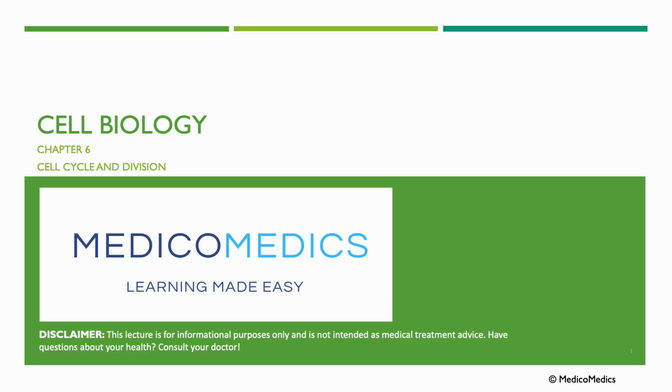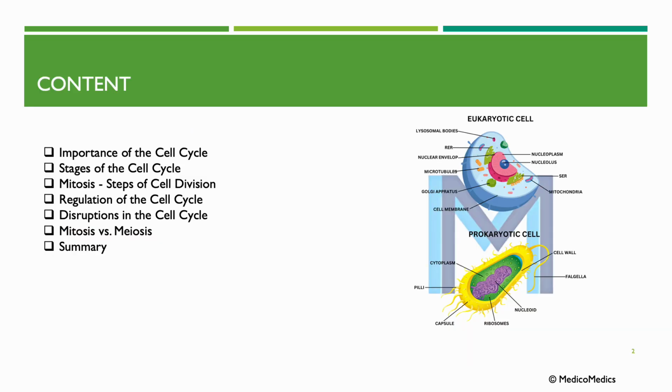Cell Biology, Chapter 6, Cell Cycle and Division. In this lecture, we will discuss the importance of the cell cycle and the stages of the cell cycle. We will mention mitosis, the steps of cell division, regulation of the cell cycle, disruptions, and then compare mitosis with meiosis, and finally end with a summary.